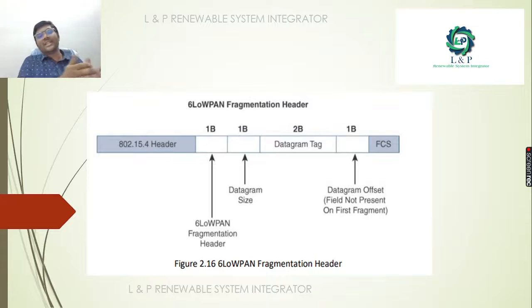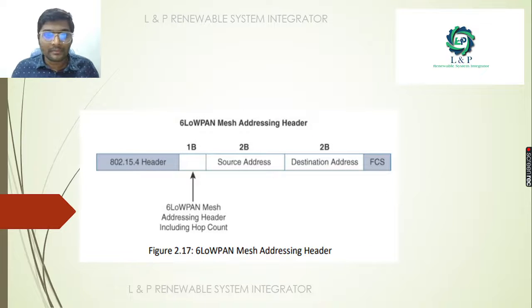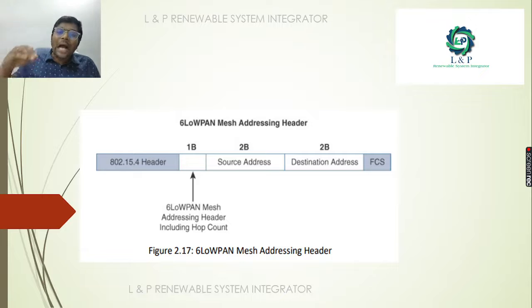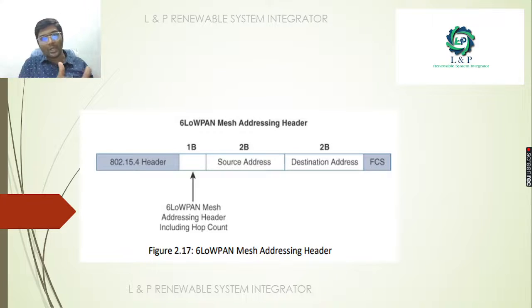Next, how we can do the 6LoWPAN fragmentation header. The 4 important things are the datagram offset, which is very important, then the datagram tag, then the size, then comes the 6LoWPAN fragmentation header. For the 6LoWPAN mesh addressing header, the FCS, destination address and source address should be there, then we have an addressing header including the hop count.